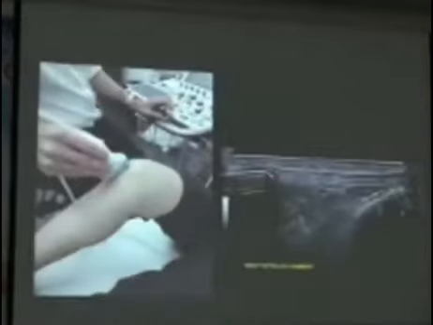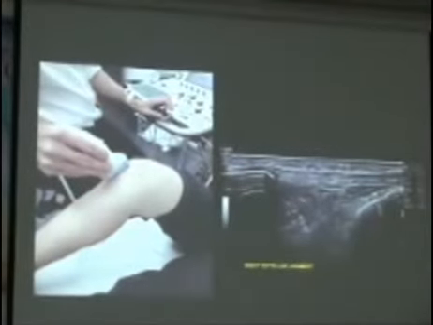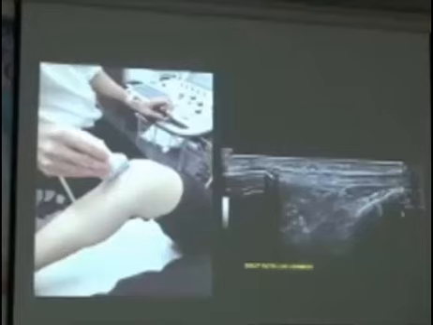So to examine the anterior compartment of the knee, it's quite simple. I just get the patient laying on the bed and I place their knee in a slightly flexed position.